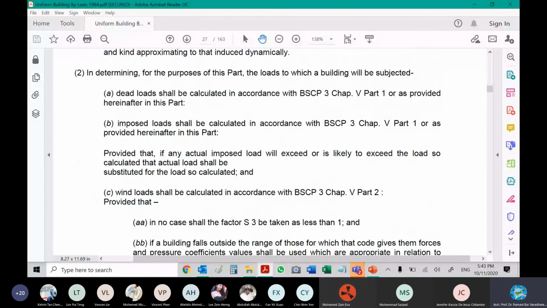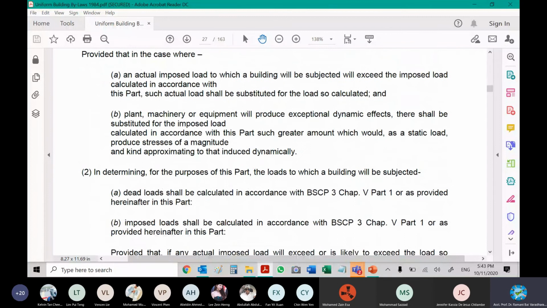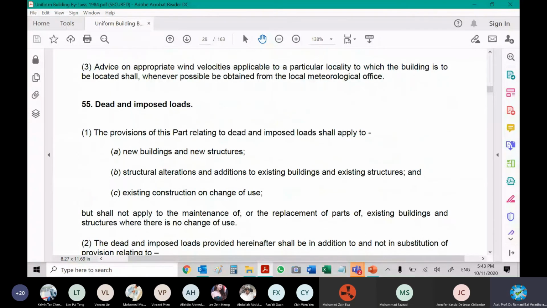Okay, thank you. Right. This section says all about the types of loading, the major types of loading, and then followed by individual types. It is explained, right?